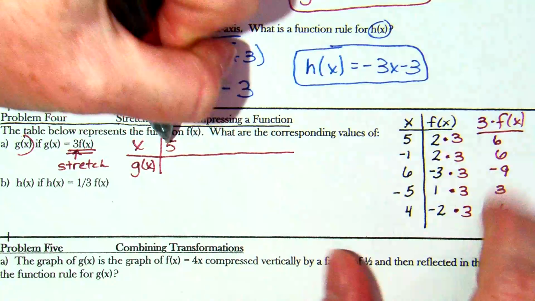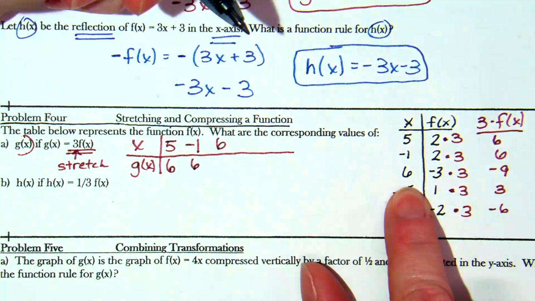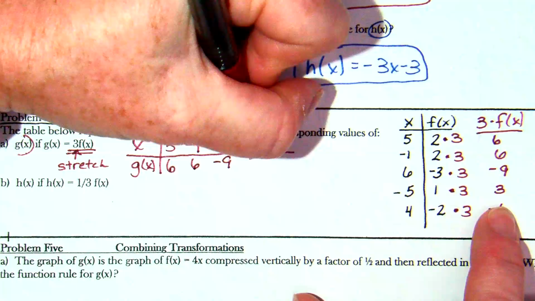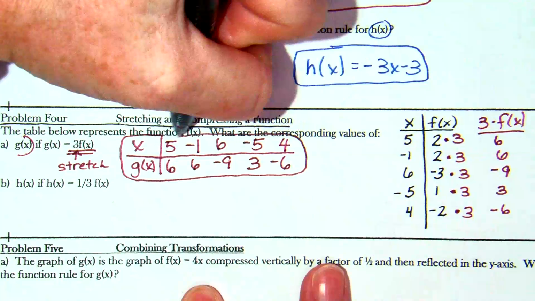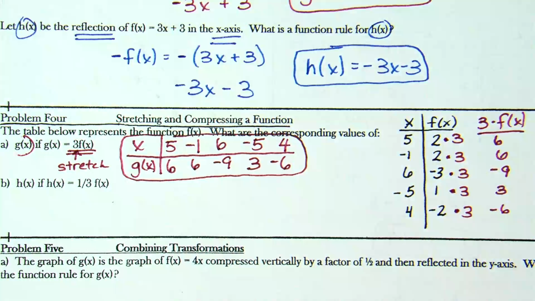It was 6, negative 3. Now it's 6, negative 9. It was negative 5, 1. Now it's negative 5, 3. It was 4, negative 2. Now it's 4, negative 6. Those are my new corresponding values. And that was doing a stretch. Your stretch or compression is just changing those y values. These are vertical stretches and compressions.